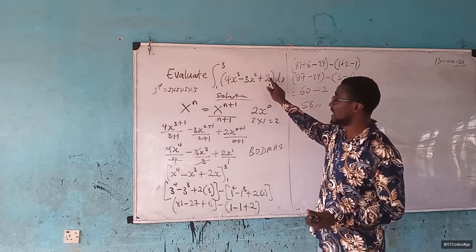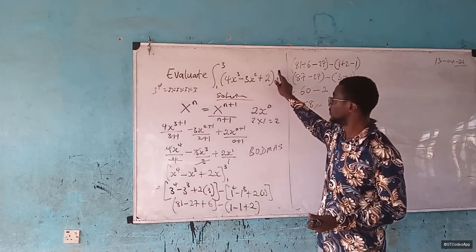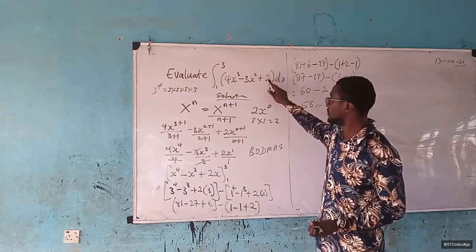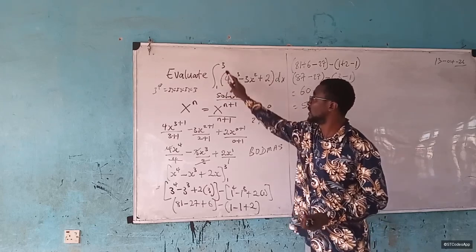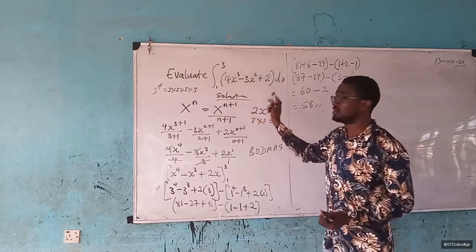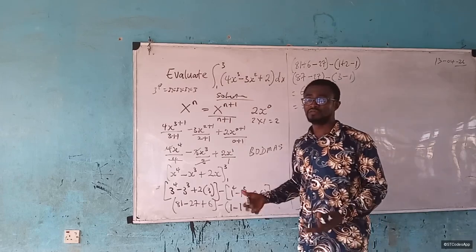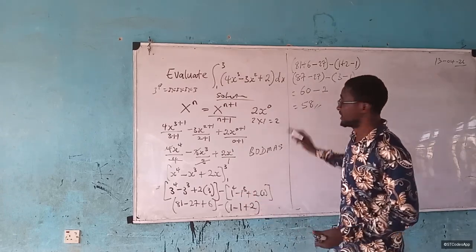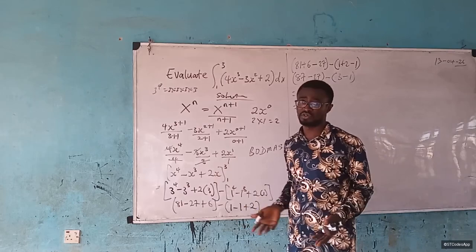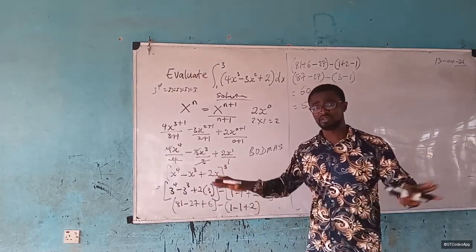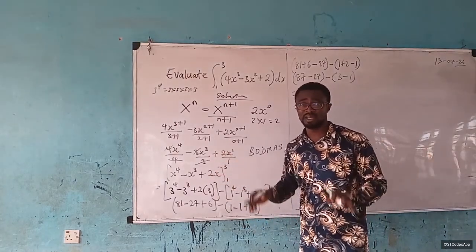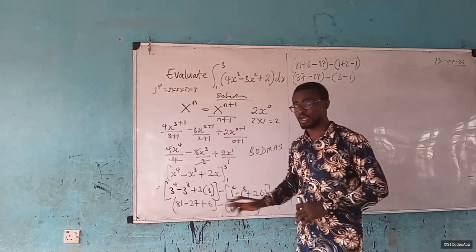Then this, we have x to the power of 0. So 0 plus 1 is 1. So I'm going to have 2x. So just go ahead and subtract the values of your 3 and 1. Then once you are done, take the difference of the 2. Then you get your final answer as 58. So you just have to be time conscious, manage your time once it is objective. Your aim is to get your answer as fast as possible.